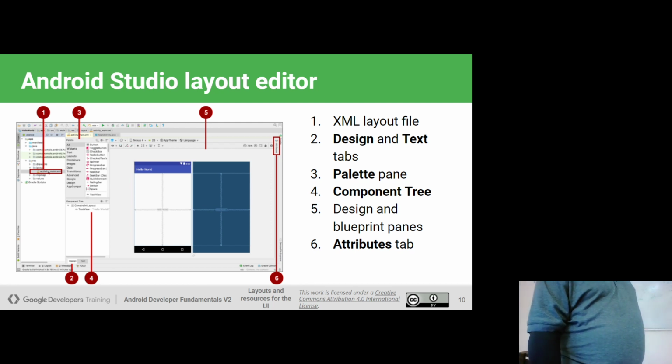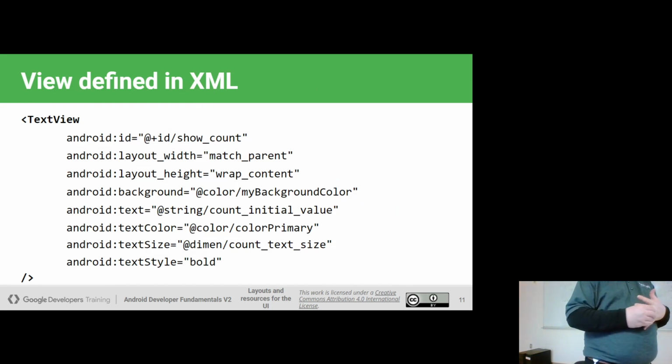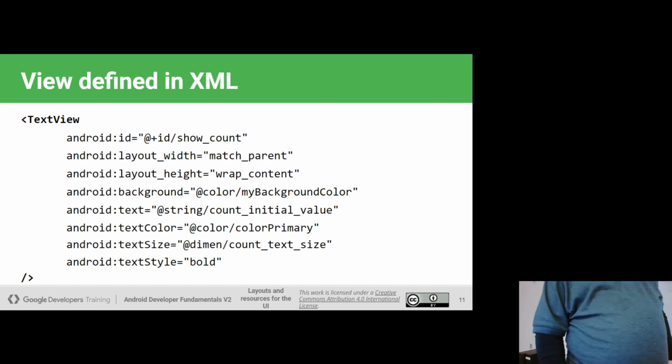If we look at the layout editor, we've seen that already, so I'm going to skip past that. We look at the XML for a text view. You'll see that it's structured this way. We've got the opening tag, the slash greater than at the end, and in the interim, a bunch of properties or attributes. So we've got a bunch of settings that we've set. You'll see that all of them start with some sort of prefix, like android:id, android:text.